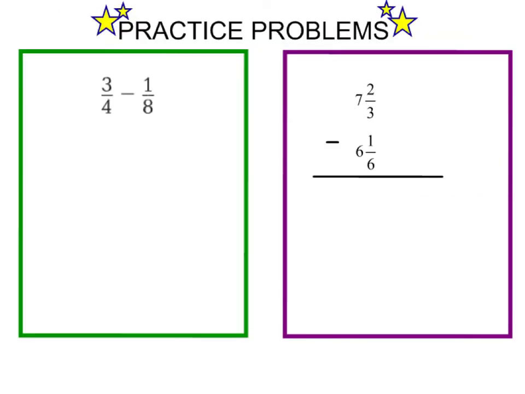So here are your 2 practice problems for tonight's homework. Write them at the bottom portion of your packet. 3/4 minus 1/8, and then 7 2/3 minus 6 1/6. Go ahead and solve these both carefully and make sure you simplify if needed.